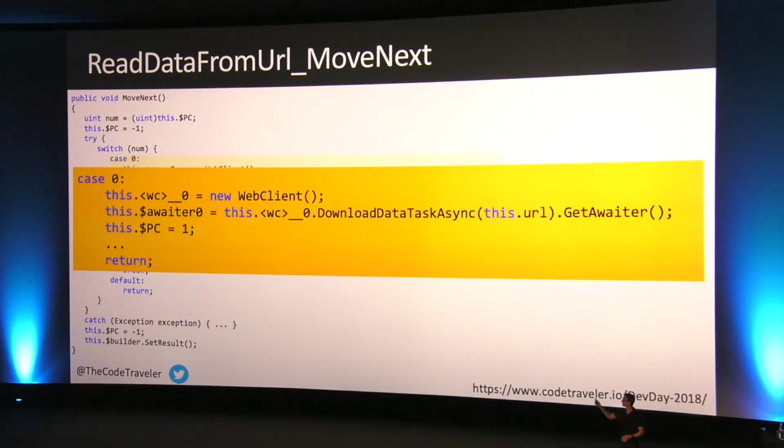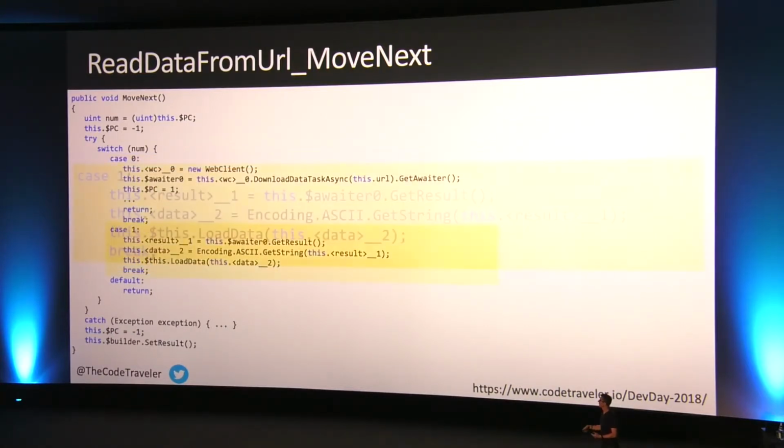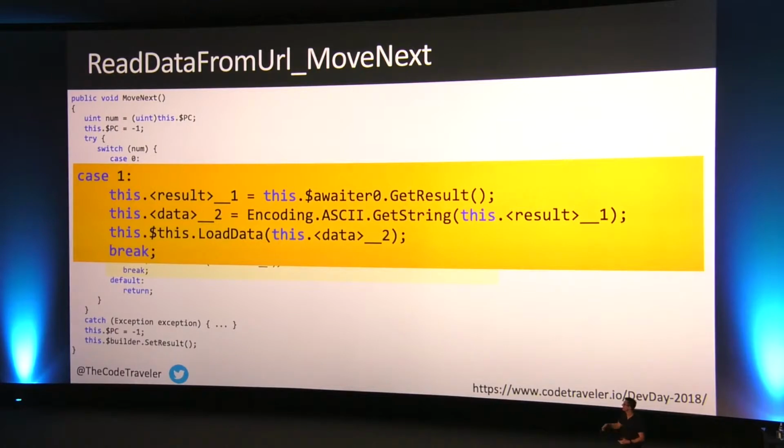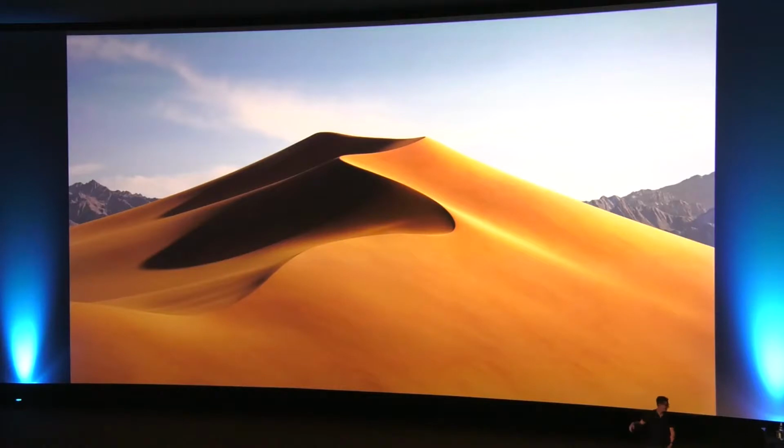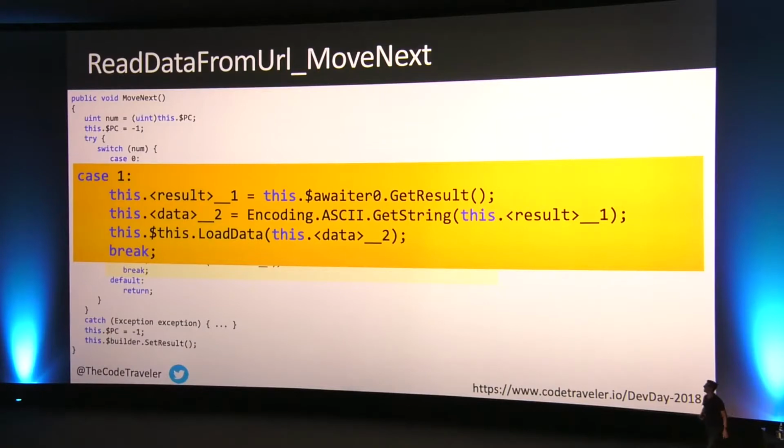Now, before it returns, it sets that value of PC to 1. And it does that because when the background thread, thread 2, is done running DownloadDataTaskAsync, thread 1 comes back in, and now PC is equal to 1, so it goes to case 1. And this is how thread 1 picks back up and continues running that method where we get the results, which is the byte array. We turn that byte array into a string, and we bring those slides back up. There we go. And then we kick off that LoadData method.